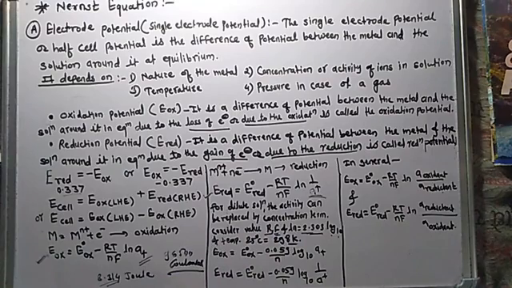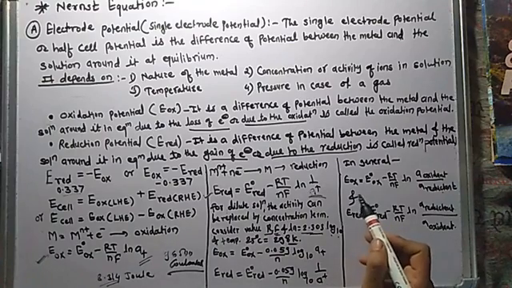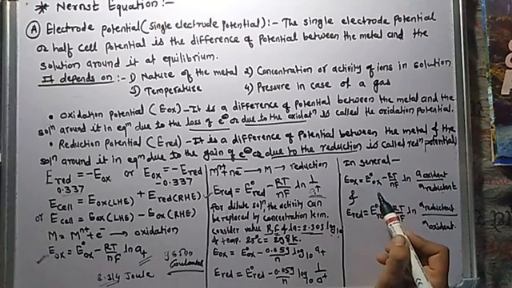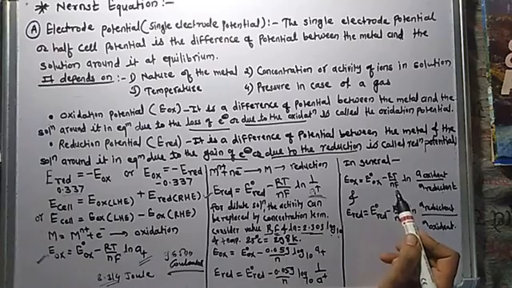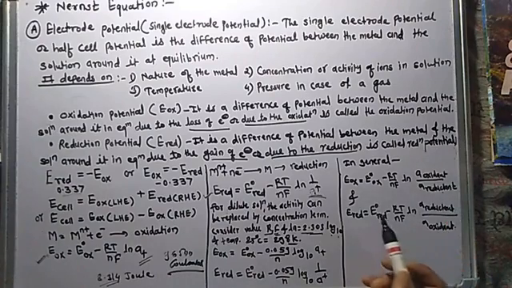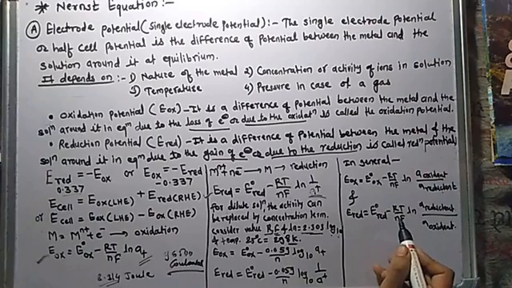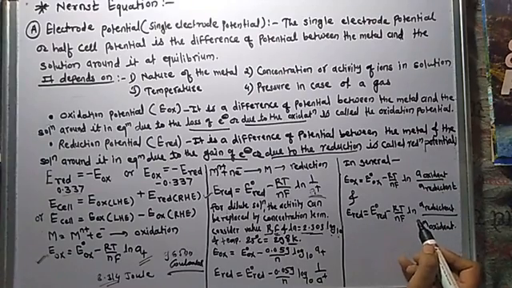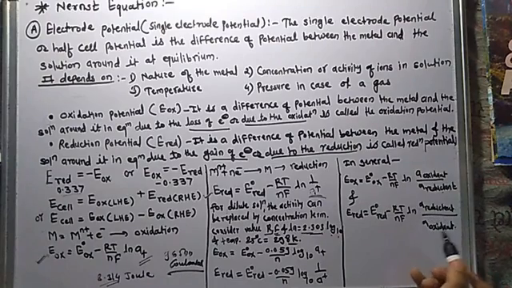Also, in general, the Nernst equation can be stated as E oxidation is equal to E standard oxidation minus RT upon nF ln of activity of oxidant divided by activity of reductant, and another one, E reduction is equal to E standard reduction minus RT upon nF ln of activity of reductant divided by activity of oxidant.